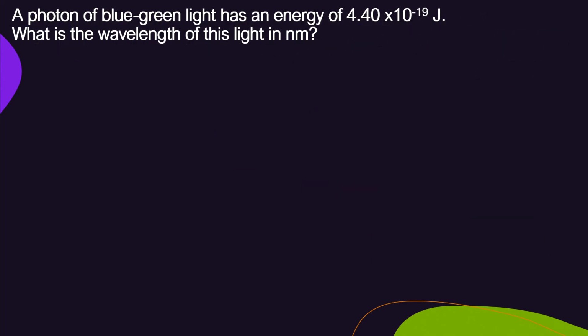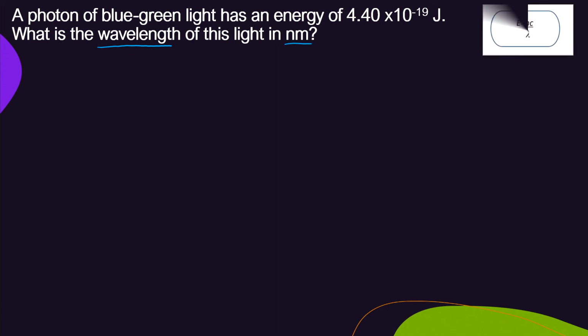So this question reads, a photon of blue-green light has an energy of 4.40 times 10 to the negative 19 joules. So we know that this is equal to the energy, and it's asking us for what is the wavelength of this light, and our final answer needs to be in nanometers. So you guessed it, we're going to have to use our combined formula, but we're trying to solve for our wavelength. So how do we move that variable?